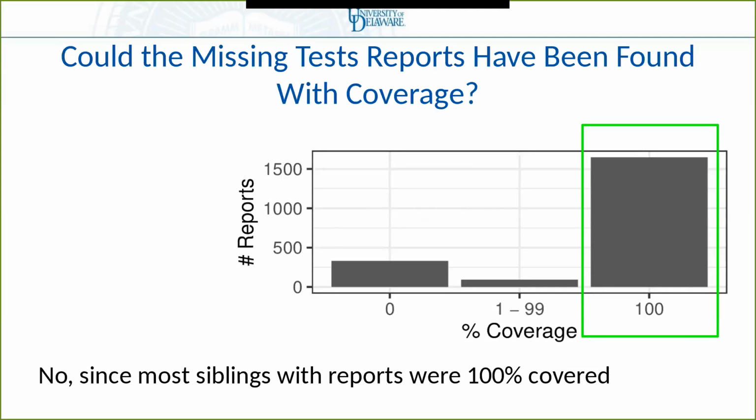Next, we want to compare to the most commonly used method for finding missing tests, which is coverage. This figure shows the number of reports whose corresponding siblings have the indicated level of coverage. We can see from the bar on the right that most siblings with reports were fully covered, meaning that coverage would have been of no help in finding these missing tests.